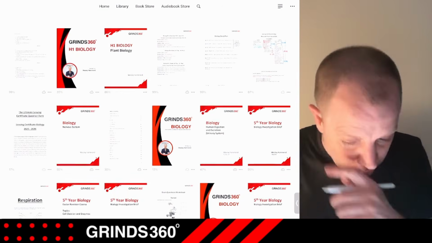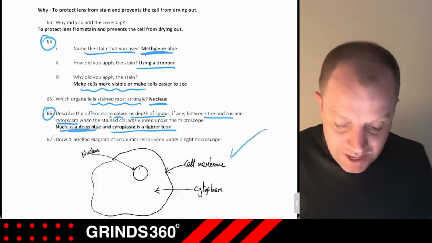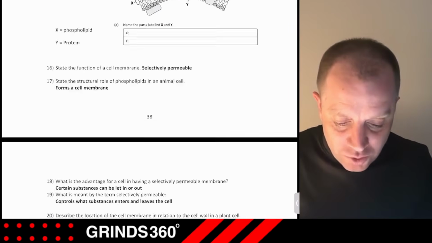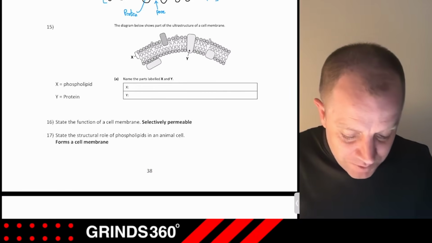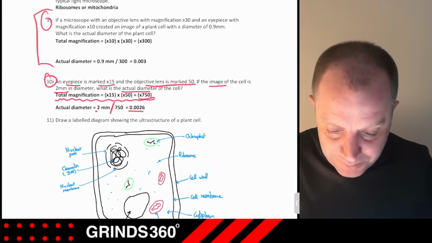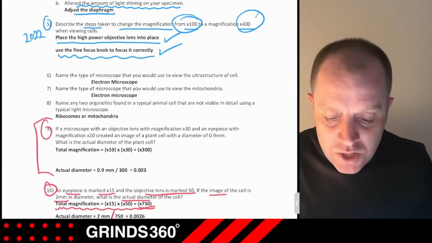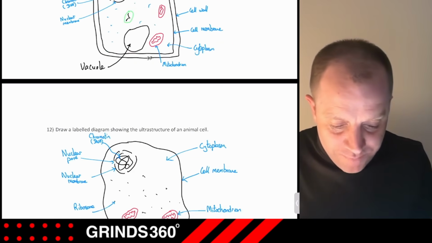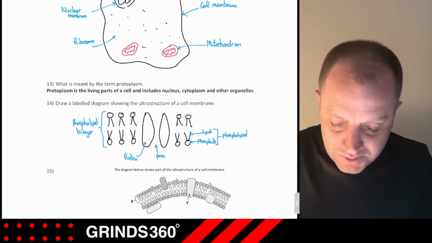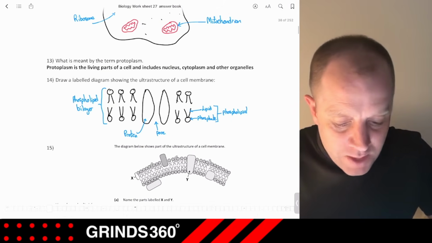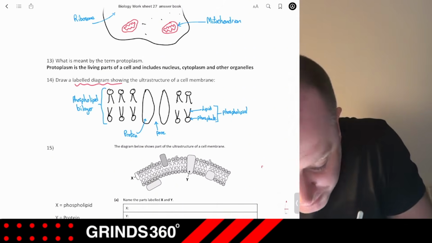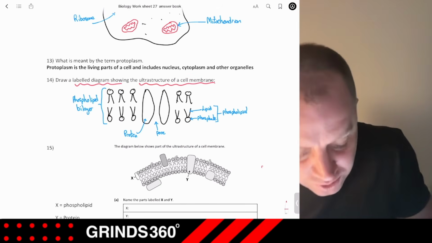Okay, so before we leave the cell membrane, let's look at the exam questions that have been asked on the cell membrane. I'm going to ask you to turn to page 38. Let's turn to page 38 here. Now, if you look at this here, you will see question 14. It says, draw a labelled diagram to show the ultrastructure of a cell membrane.